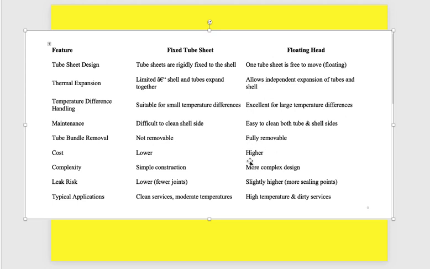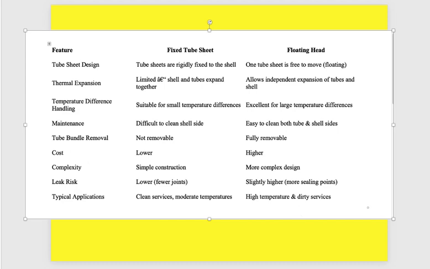Complexity, more complex design for the floating head. And leak risk, this is very important, slightly high. More sealing points. Here it is low, few, because there are few joints. Typical application here, clean service, moderate temperature. If you are working with a dirty service, a high temperature, you have to choose the floating head. So we made in this lecture a small and simple comparison between the fixed tube sheet and the floating head.